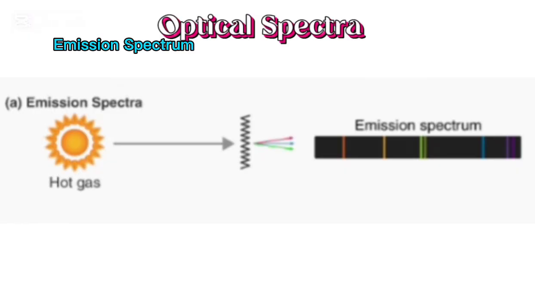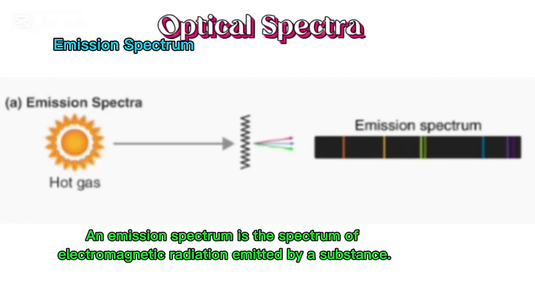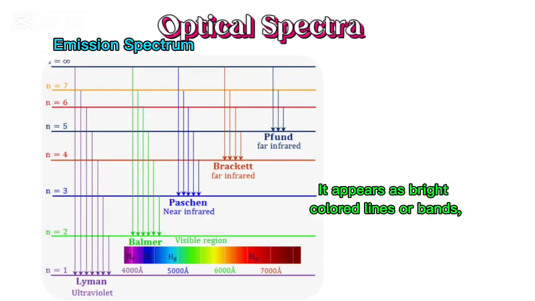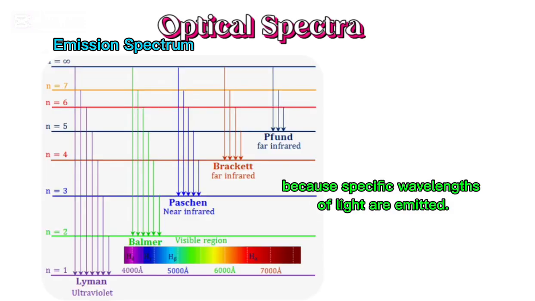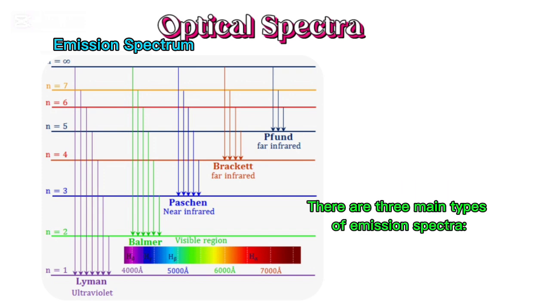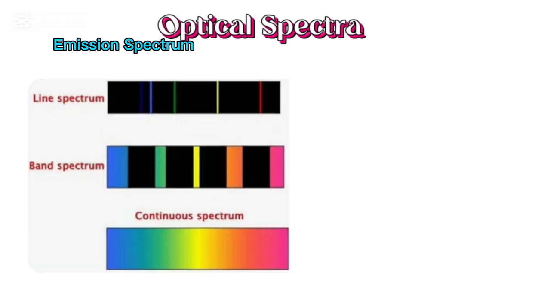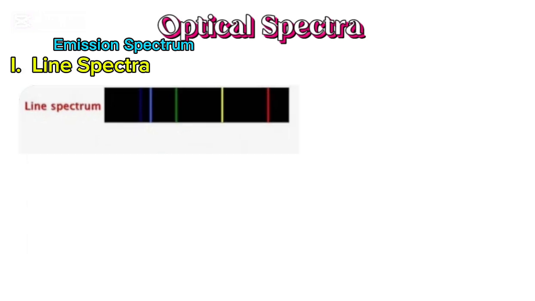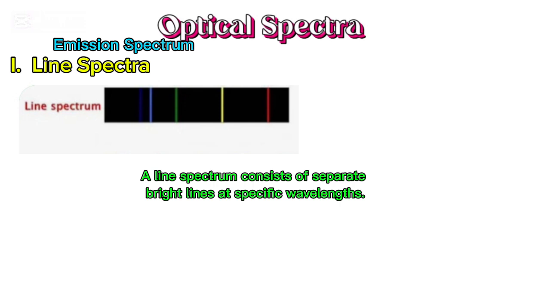Emission spectrum. An emission spectrum is the spectrum of electromagnetic radiation emitted by a substance. It appears as bright colored lines or bands because specific wavelengths of light are emitted. There are three main types of emission spectra: line spectra, band spectra, and continuous spectra. Line spectra. A line spectrum consists of separate bright lines at specific wavelengths.